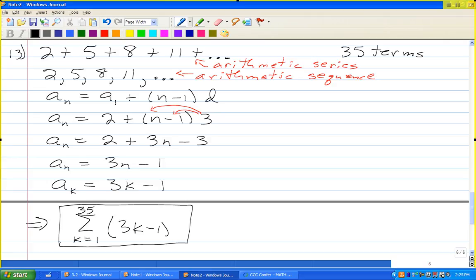So notice that if you plug in k equal 1, you get 3 minus 1, 2. Then you plug in 2, you get 6 minus 1, 5. So it's 2 plus 5. Plug in 3, 9 minus 1 is 8. So 2 plus 5 plus 8. Plug in 4, 12 minus 1 is 11. 2 plus 5 plus 8 plus 11. You get the above series by just plugging in these values for k. And well, it says to add up the first 35 terms, which you did.